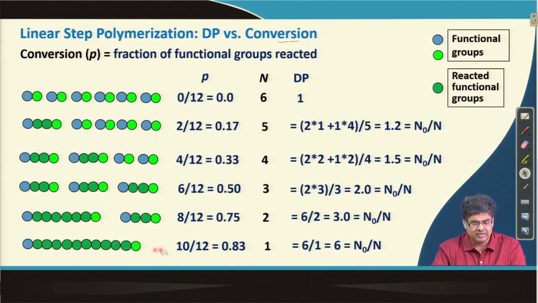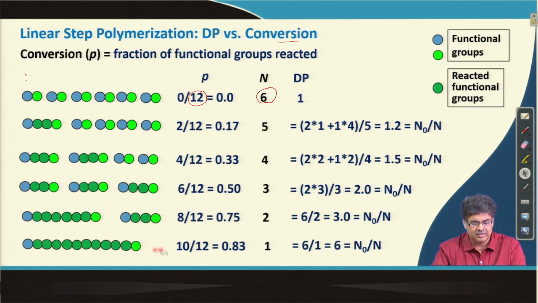In this example, you can see this is the monomer which contains two functional groups. It is shown by different colors. There are six monomers containing two functional groups, so N is equal to 6. Total molecules are 6, and each molecule contains two functional groups, so there will be a total of 12 functional groups.